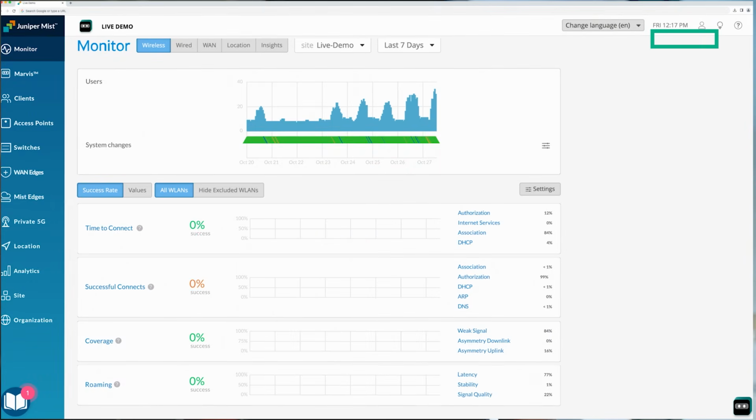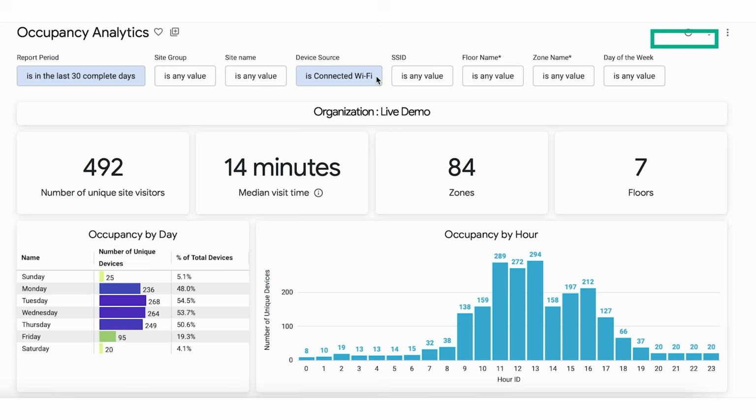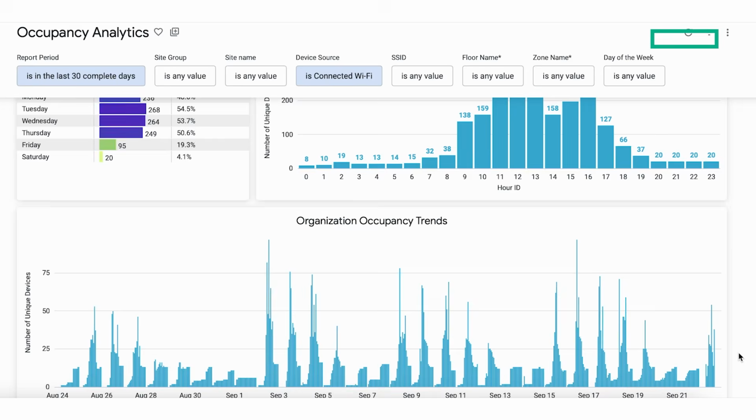We've been using Juniper Mist since 2021. We use Premium Analytics to literally analyze data that is required for either the IT department or other departments within the university. A good example of this would be we use the occupancy analytics to look at the occupancy of the building over time to make sure space is being utilized correctly.